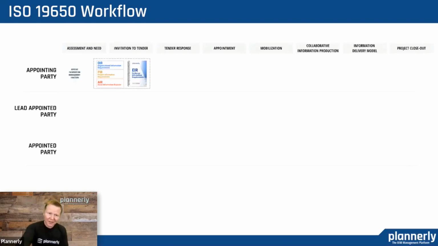The first part, appointing somebody to be the information manager. So that function needs to be appointed, and that is key throughout the workflow, that we know who is responsible for that, especially within the appointing party.